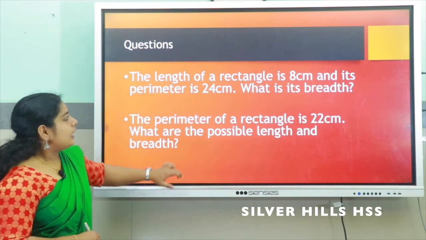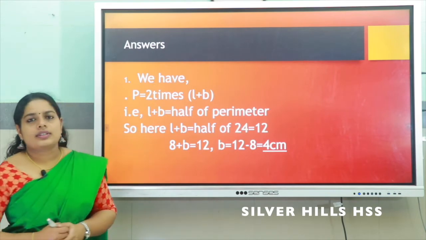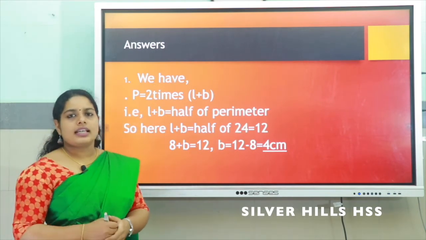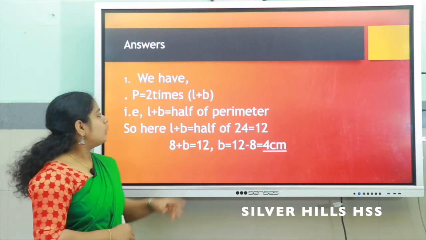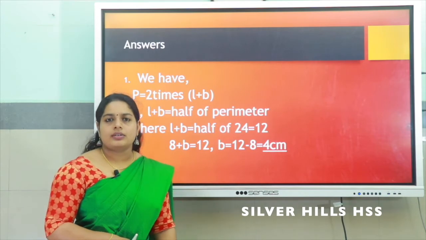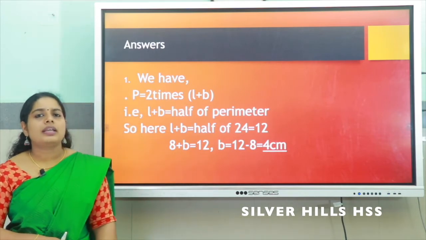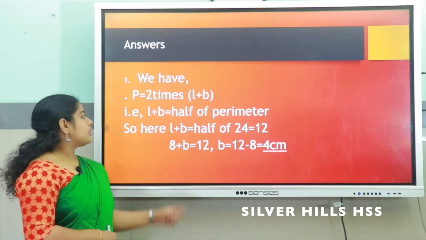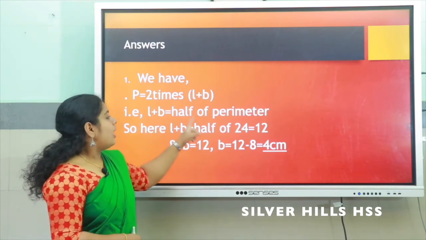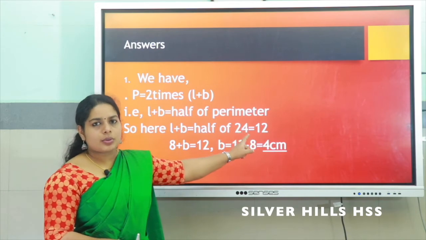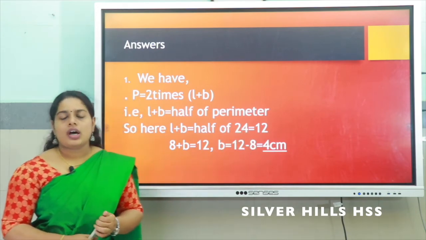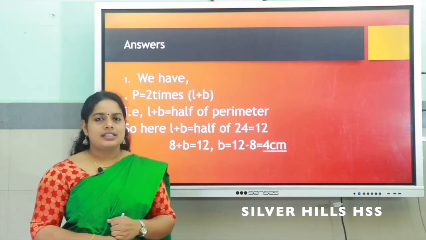So the answer to that question is, we know that the perimeter is 2 times length plus breadth. So we have length plus breadth is what? Half of the perimeter. Length plus breadth will be half of perimeter. Now here L plus B will be half of, what is the perimeter in the question? 24. So half of 24 is 12. How can we find the half of a number? Just divide it by 2.